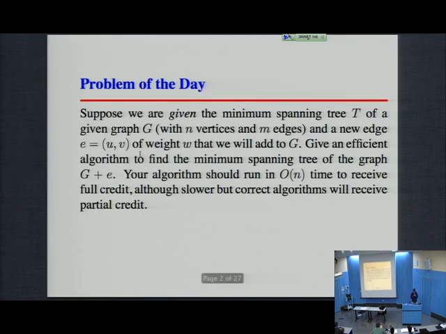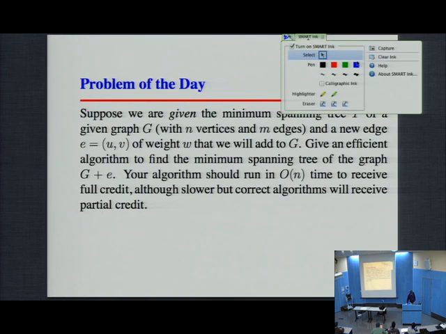Okay, let's look at the problem of the day now, just to make sure we know about minimum spanning trees and think a little bit more about that. Suppose that we have a graph G with n vertices and m edges, and we are given the minimum spanning tree of it. Let's see if I can draw now. Is this right?